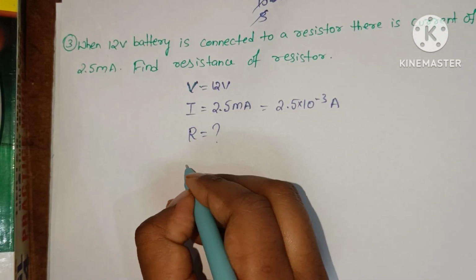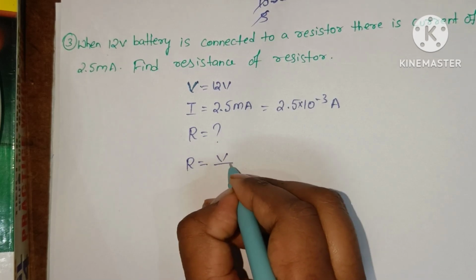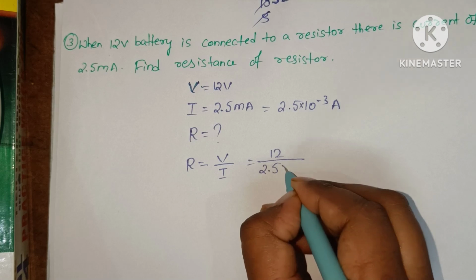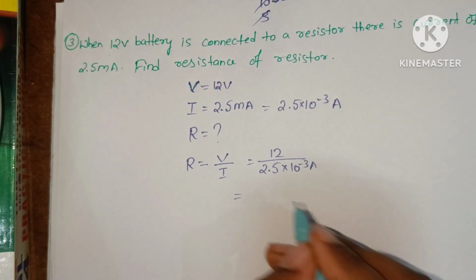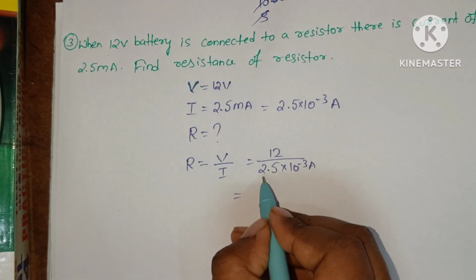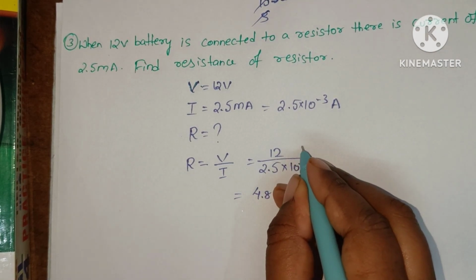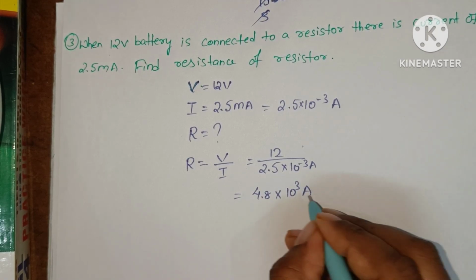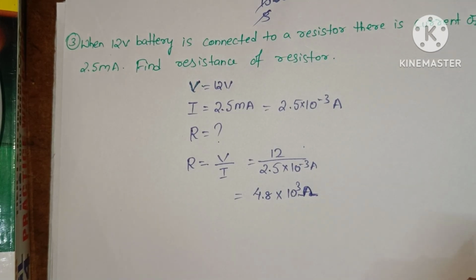R. So R equal to V by I. That means 12 by 2.5 into 10 power minus 3 amperes. Okay, so 12 by 2.5 means 4.8. If 10 power minus 3 comes to the numerator, it becomes 10 power 3. Resistance unit, what? Ohms. 4.8 into 10 cube ohms.